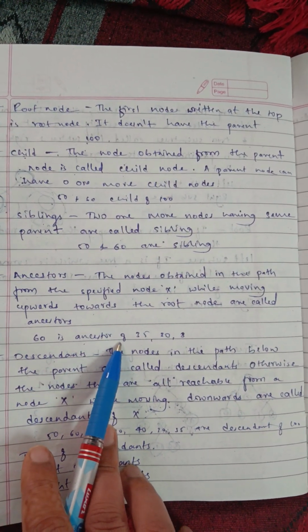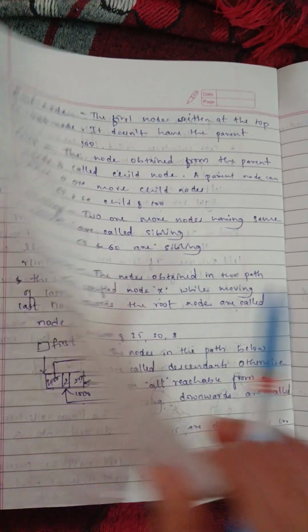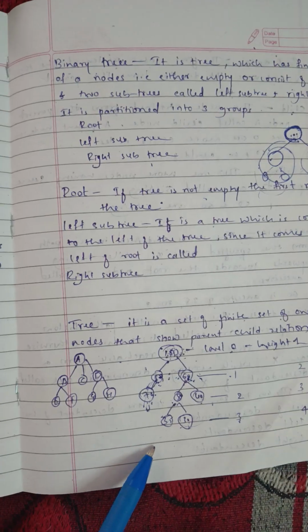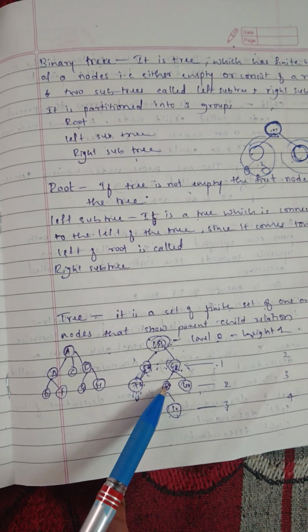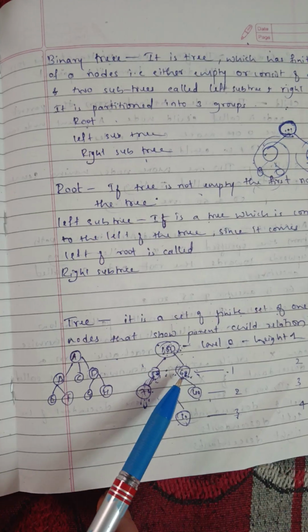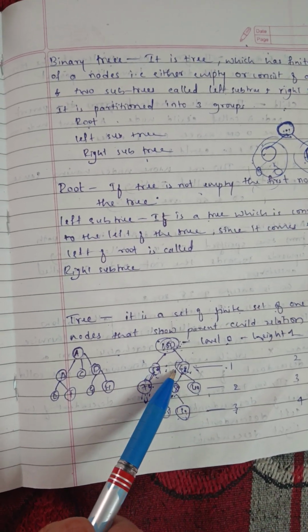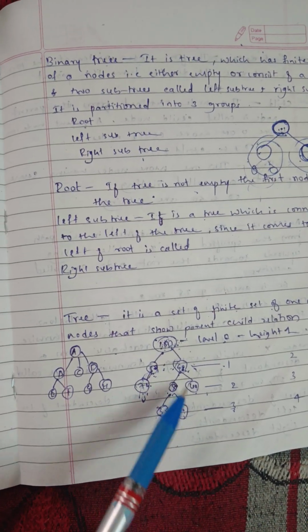60 is the ancestor of 35, 30 and the 80. Which is the 60 here? 60, right? From bottom to top. 60 is the ancestor of 35, 30 and the 80. For this, once you path, the ancestors from bottom to top you have to move. This is 35, 30, 80. His ancestor is nothing but the 60.